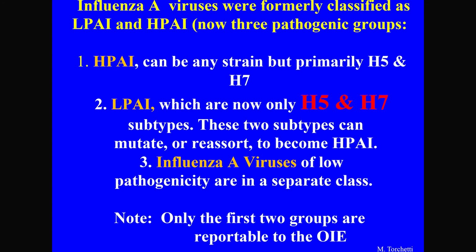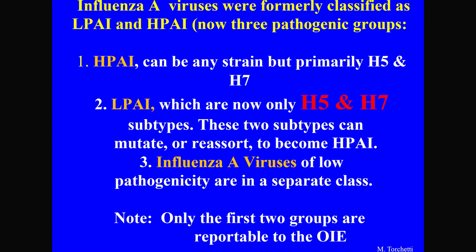A little bit more on avian influenza. The viruses were formerly classified as LPAI, which stands for low pathogenic avian influenza, and HPAI, or high pathogenic avian influenza. Now we have, in reference to that, 3 pathogenic groups. HPAI, which can be any strain, but is primarily H5 and H7. LPAI, the low pathogenic avian influenza, which are now only H5 and H7 subtypes. And these 2 subtypes can mutate, they can reassort, they can in essence become highly pathogenic avian influenza.